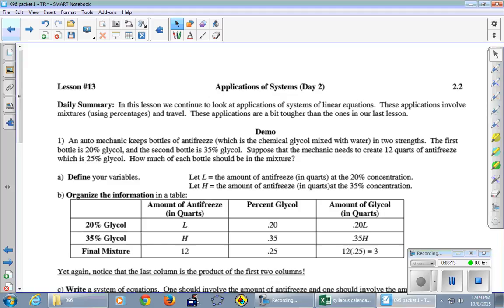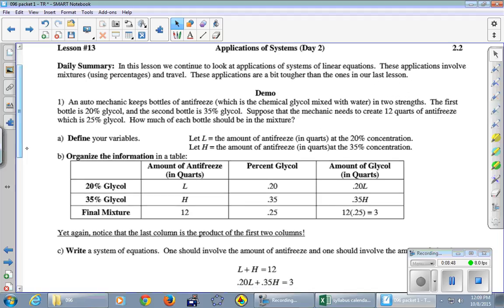Which one is more diluted? The 20 or the 35? More diluted is the 20, because the 20 has a higher percentage of water, okay? So 2 different strengths. And the mechanic needs to mix these 2 guys up in order to create a 12-quart solution, still called antifreeze, but it's going to have a concentration of 25% glycol. And that seems reasonable because 25 is in between the diluted 20 and then the stronger 35 one, right? So it seems at least possible that we could mix these guys in just the right way. So that's the goal, is to figure out how much of each bottle should be in the mixture. 12 quarts altogether, trying to build 25%.